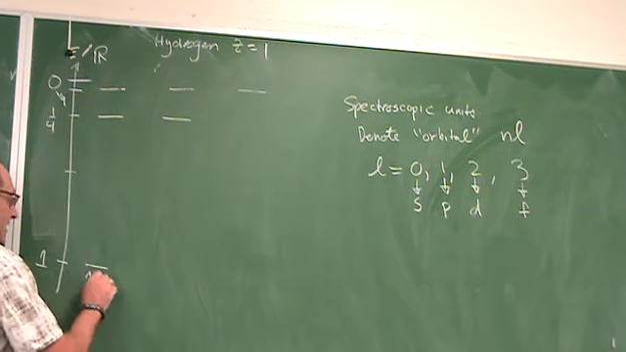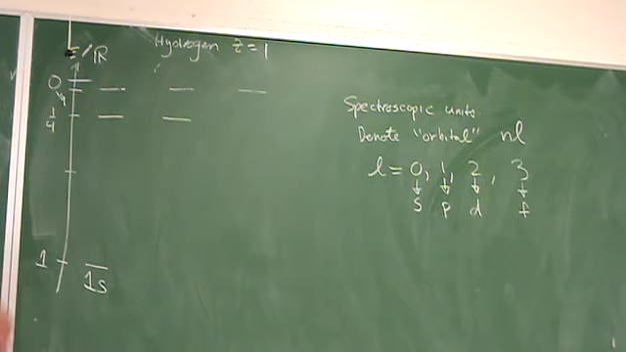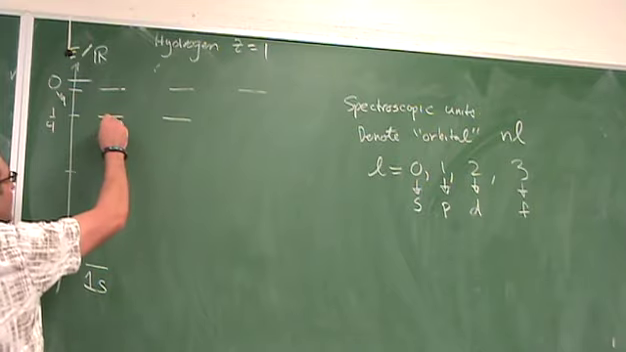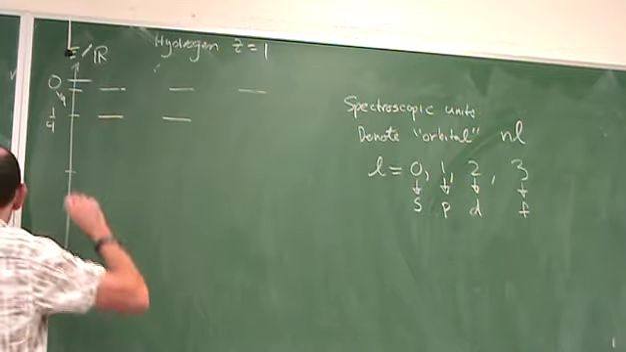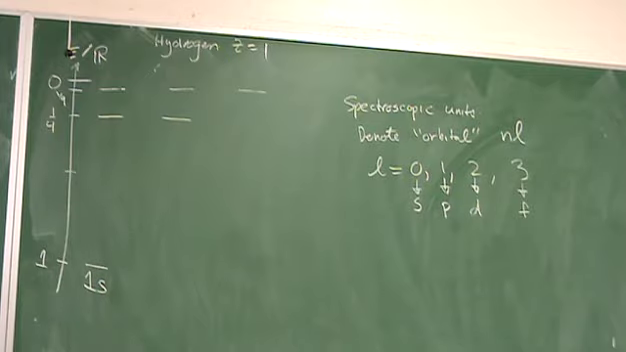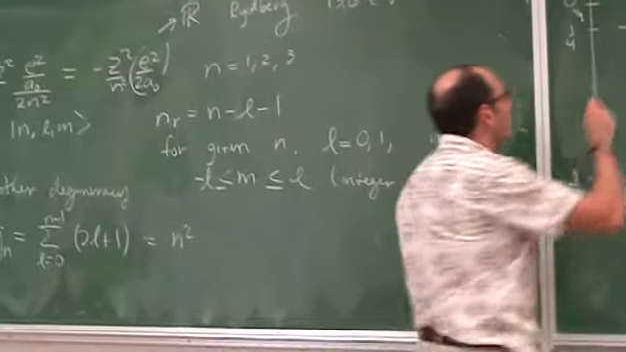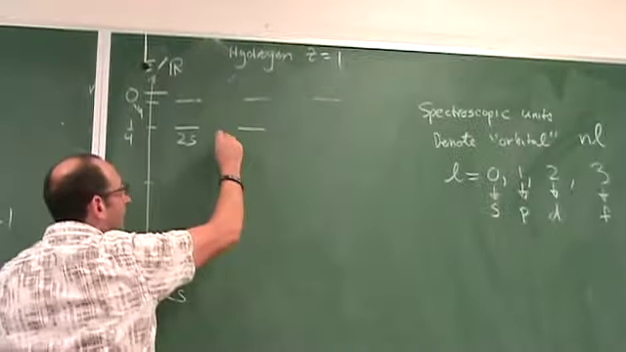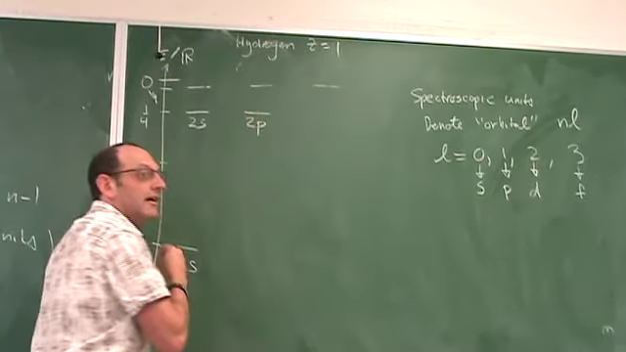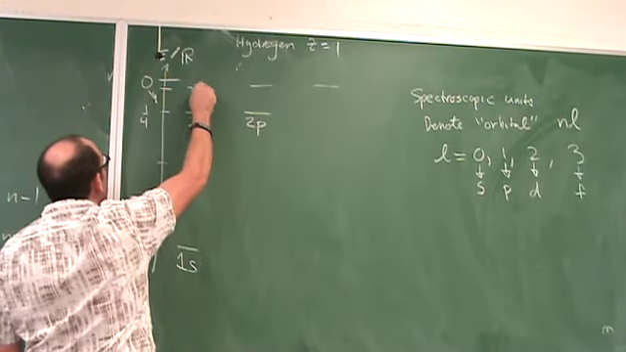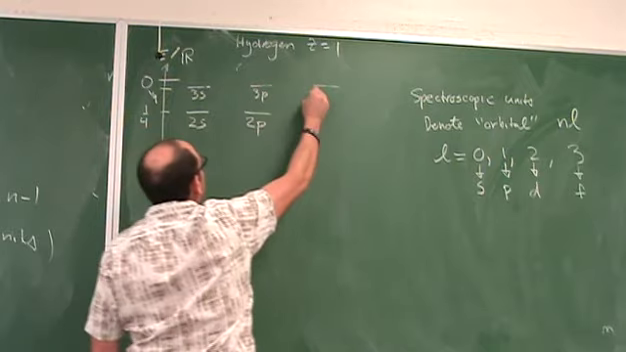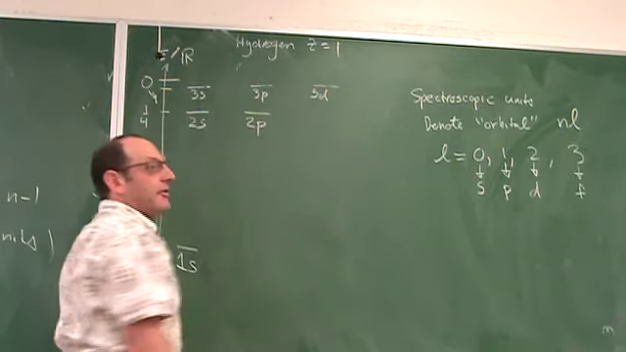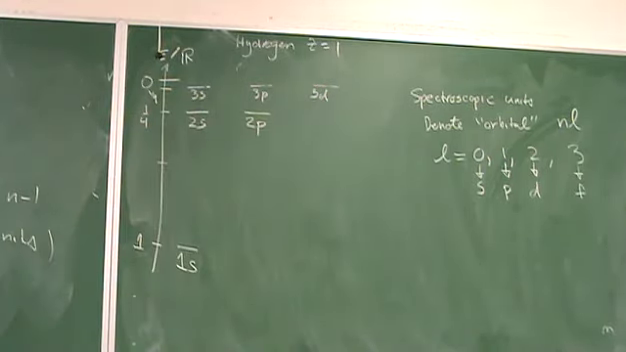So the ground state is the 1s state of hydrogen. The first excited state has multiple degeneracies, right? Because n equals 2, there are 4 levels. One of them is the 2s, and 3 of them are the 2p. And then we go up to 3s, 3p, 3d, etc. And of course, they bunch up very quickly when you start getting up into the higher excited states.